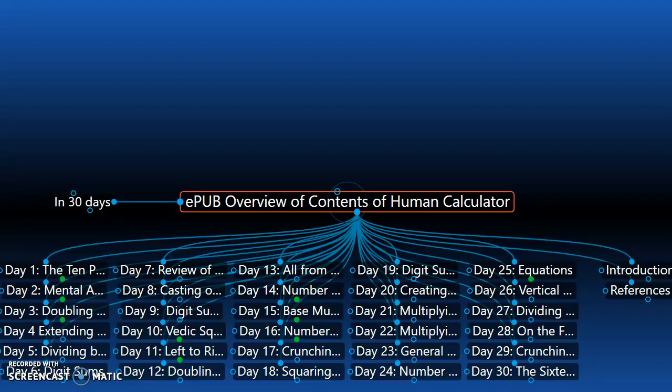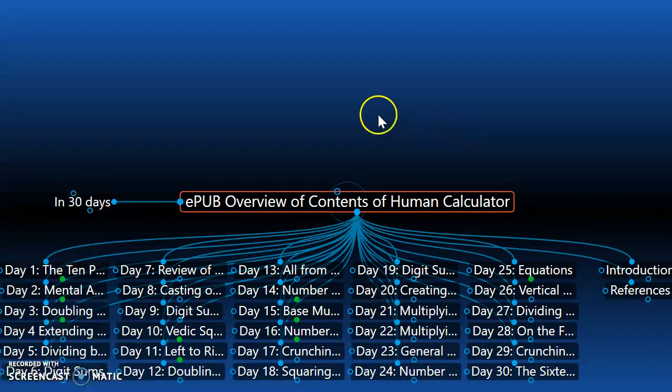Hello, welcome to this video on the contents of the EPUB or ebook about how to become a human calculator in 30 days. Now, don't be surprised by this strange looking diagram. It's what is called a mind map, a dynamic mind map. And a mind map is a visual display of information on one page that allows you to see the relationships of the different parts or elements that make up that subject area.